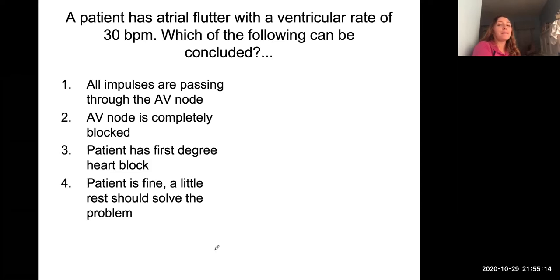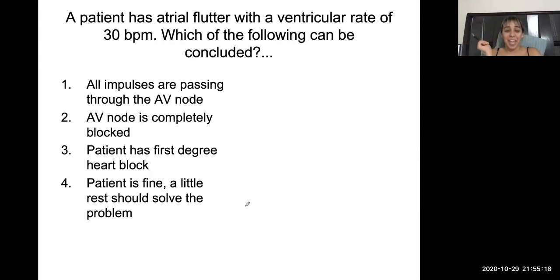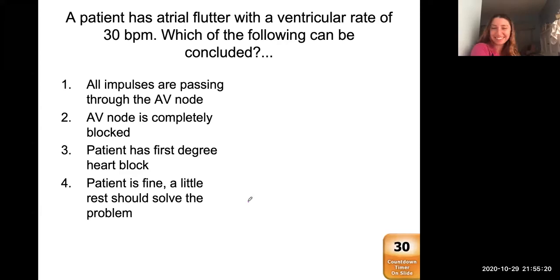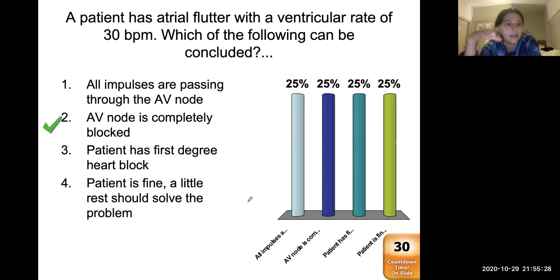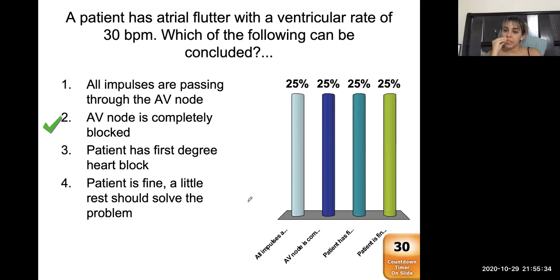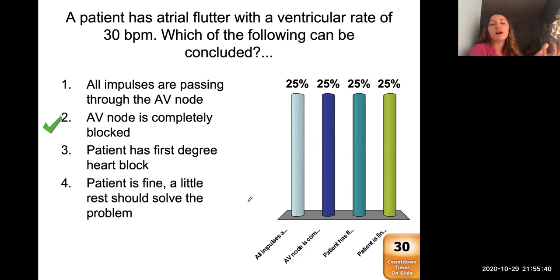Patient's fine. Good luck with that. Wait, so if the AV node is completely blocked, what is that like for the SA node? Are we saying that the SA node and the AV node are both blocked? Most likely, but it could be the SA node sending signals to the AV node, but the AV node's blocked, so it can't really do anything.